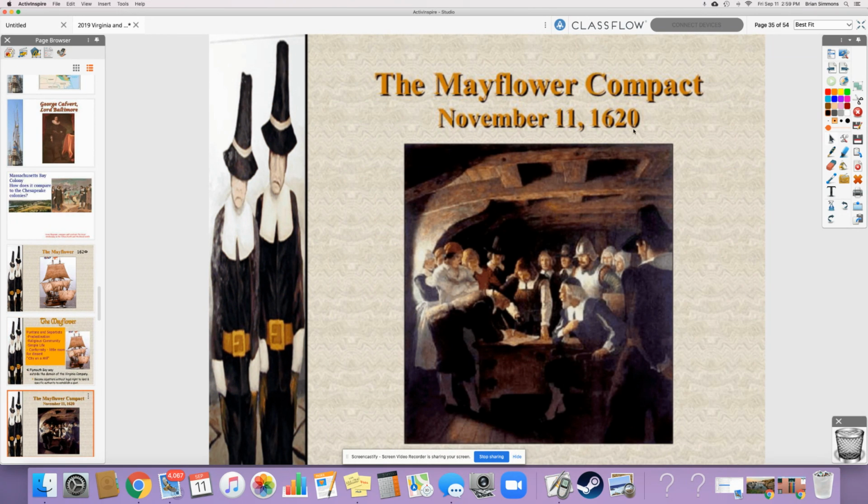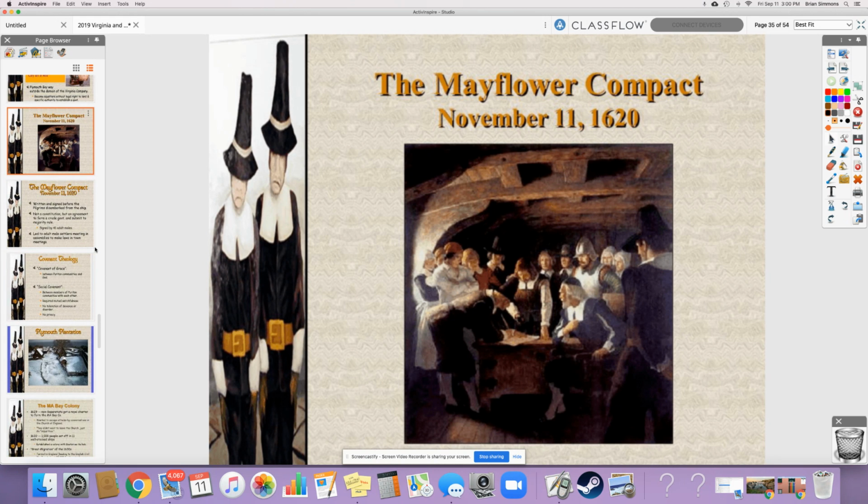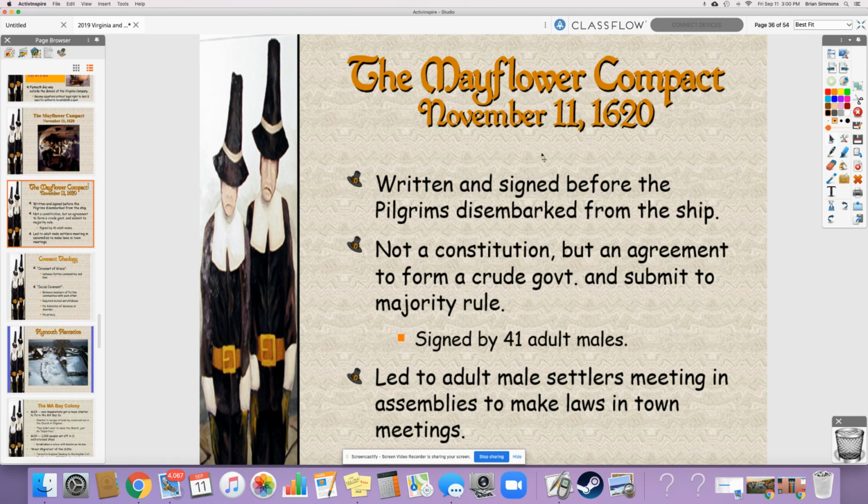When they land in November of 1620, before leaving the boat, they sign off on something called the Mayflower Compact, which is kind of a rudimentary form of government, which basically gives them the right to govern themselves while still listening to the king. And this is going to create a different kind of political scenario than what we're going to see in a lot of other places. It's signed, as I said, before they leave the ship.